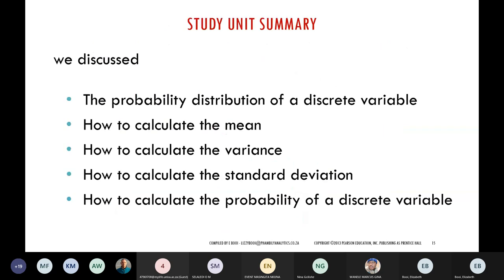So anyway, let's recap. You have learned the concepts of the probability distribution for a discrete variable. You've learned how to calculate the mean. We've learned how to calculate the variance and the standard deviation. And lastly, we've learned how to calculate the probabilities of the discrete variable. And with that, it concludes tonight's session.